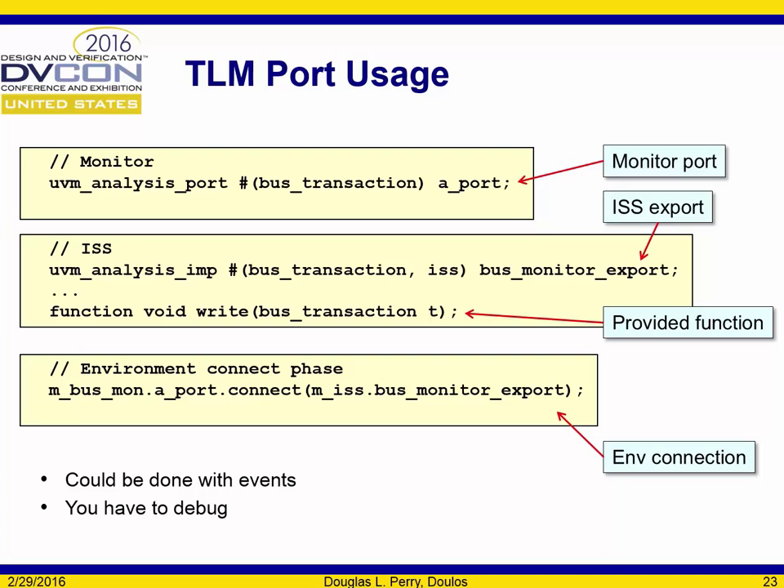So, for instance, in my monitor, I've got my analysis port. Let's say I've got an instruction set simulator that's representing the next transaction, or the expected transaction, that's going to be coming out of my design. Okay, so I've got an export on there, and by the fact that this is an implementation, I need to provide a write method here, such that the monitor, when it does its port.write, basically passes the transaction over here. And then all you need to do is just connect these two up, right? Connect the analysis port to the bus monitor export in my environment.